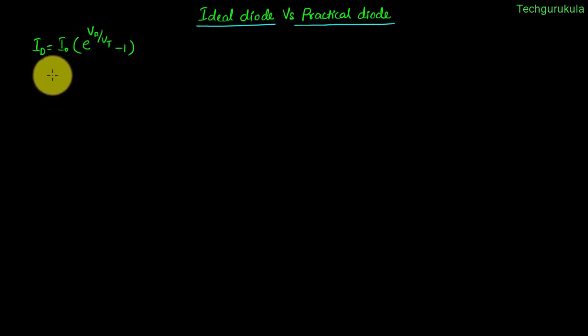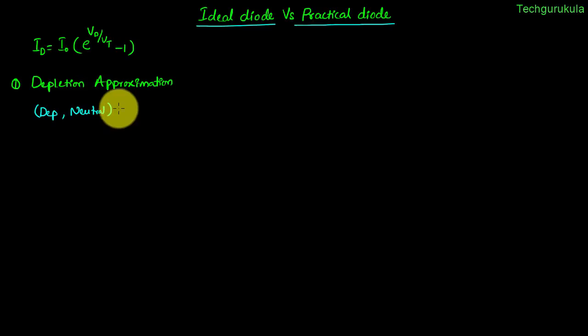But then, why wouldn't a practical diode meet this ideal diode current equation? In order to understand that, we need to go through all the assumptions that we made one by one and see why each assumption cannot be met by a practical diode. First assumption being the depletion approximation, where we assumed the PN junction has only depletion region and neutral region. But in a practical diode, we actually have depletion region, partial depletion region, and neutral region.